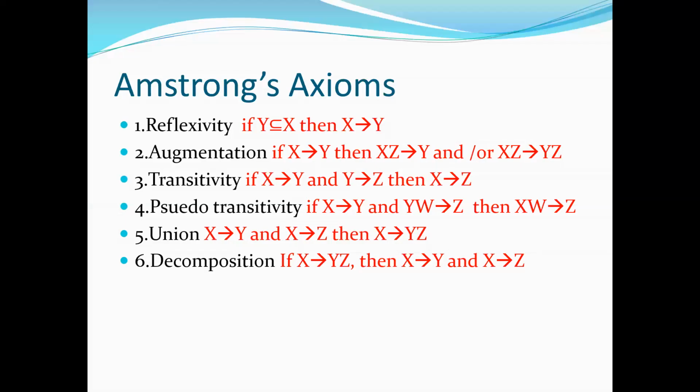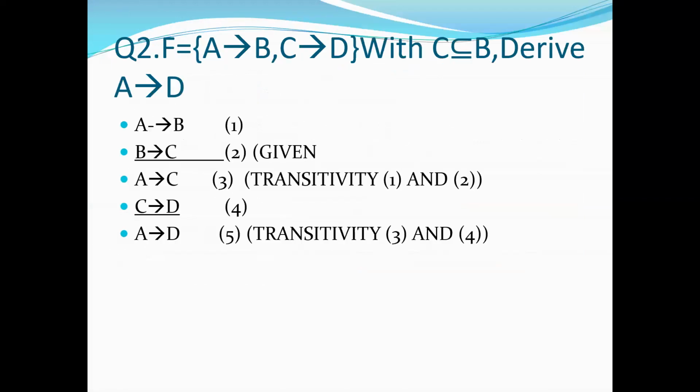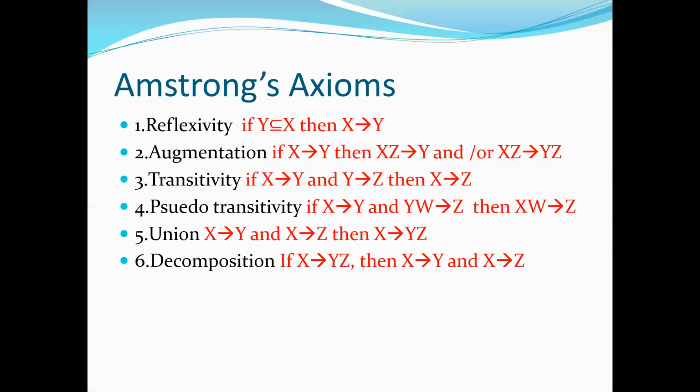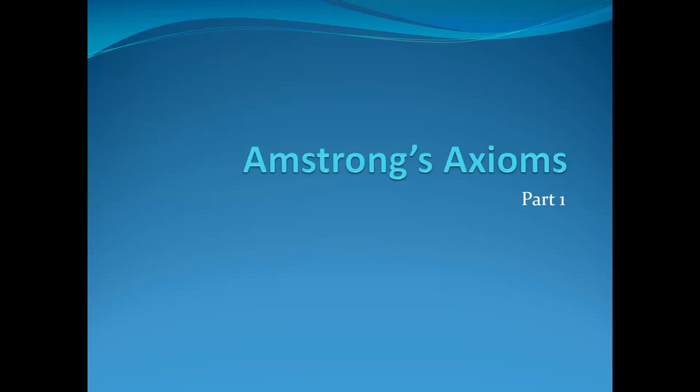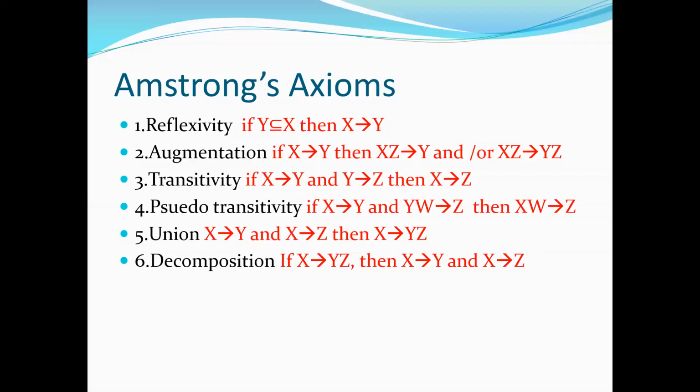Students, today we are going to discuss Armstrong's axioms. In the last class we discussed functional dependency. There are 6 rules in functional dependencies. These rules are called Armstrong's rules. The first one is reflexivity. If y is a subset of x, then x can functionally determine y.